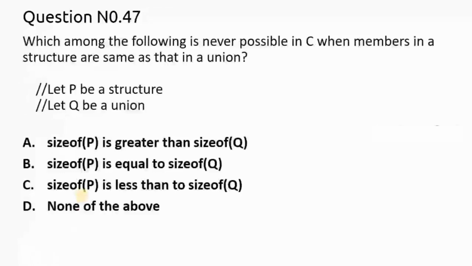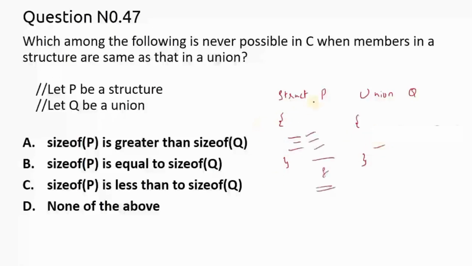Question number 47. Which among the following is never possible in C when members in a structure are same as that of union? So here he has taken P as one structure, Q as a union. So like this we can take struct P, and here I'll take union Q. Now what the question is, which is not possible? It is not asking which is possible. And also he is saying the members in the structure are the same as those of the union. Whatever the members you have here, you have the same thing here also.